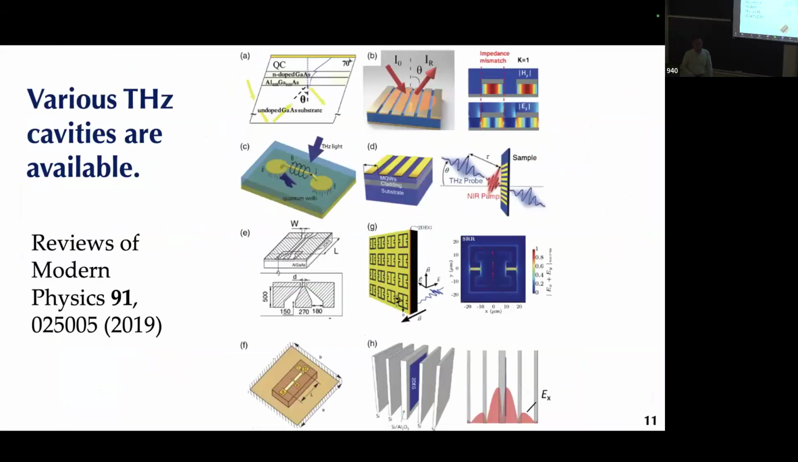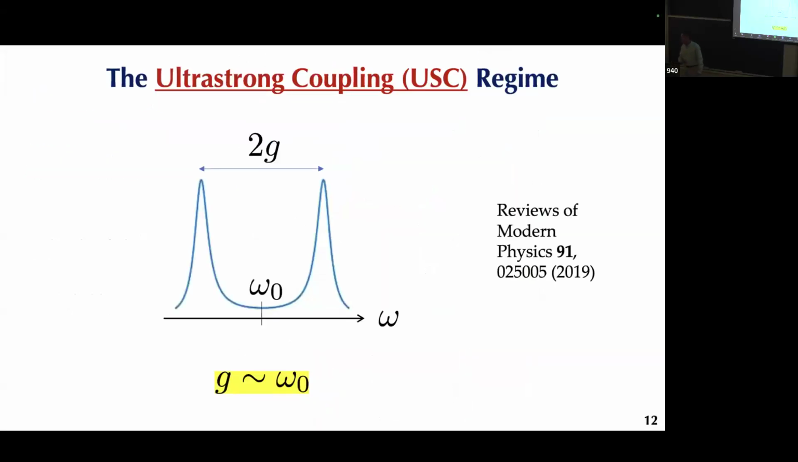And we have various techniques to make cavities. Some of these cavities are dielectric based, and others are based on metals, so there are pros and cons, in terms of the Q factor and the field confinement. Some of these cavities are zero dimensional, meaning the light is confined in all three dimensions, but some of these are one dimensional, so the light is confined only in one direction.